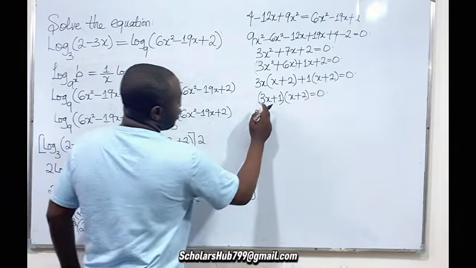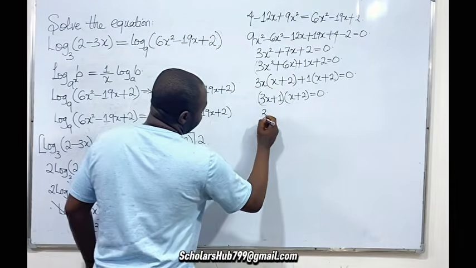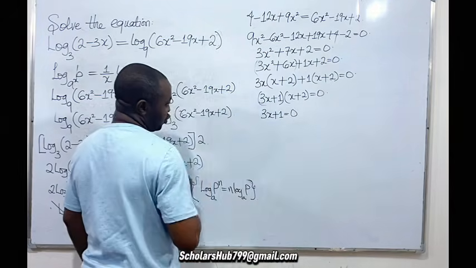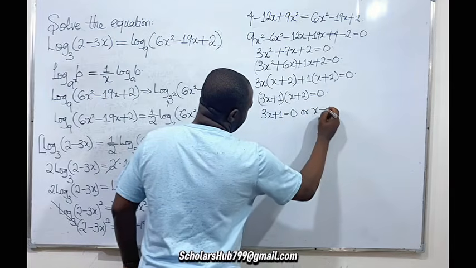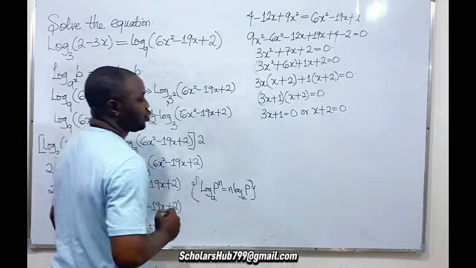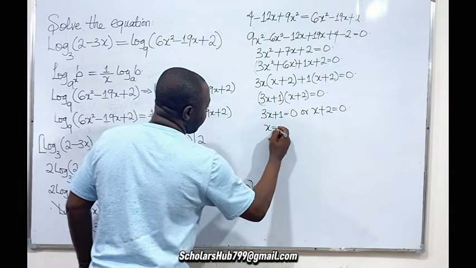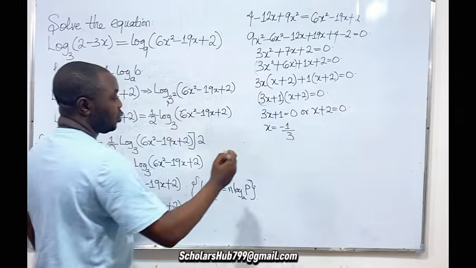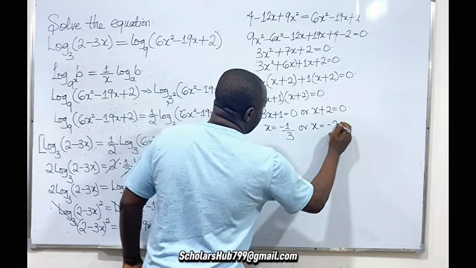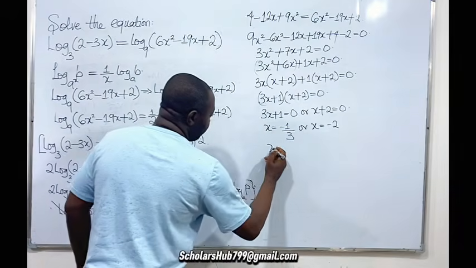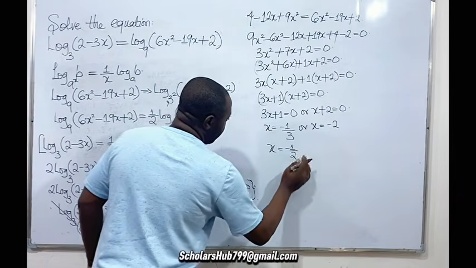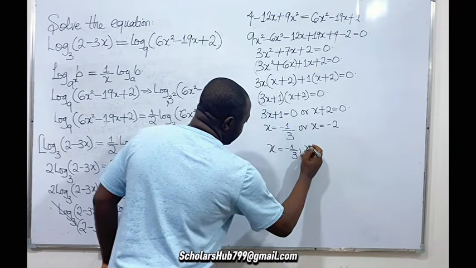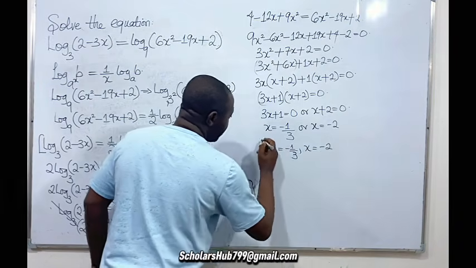Now I'm going to set each of these equal to 0. So the first one is 3x plus 1 equals 0, and also we have x plus 2 equals 0. So the first value of x will be minus 1 over 3, and the second value of x will be negative 2. So we have x equals minus 1 over 3, and also x equals minus 2.